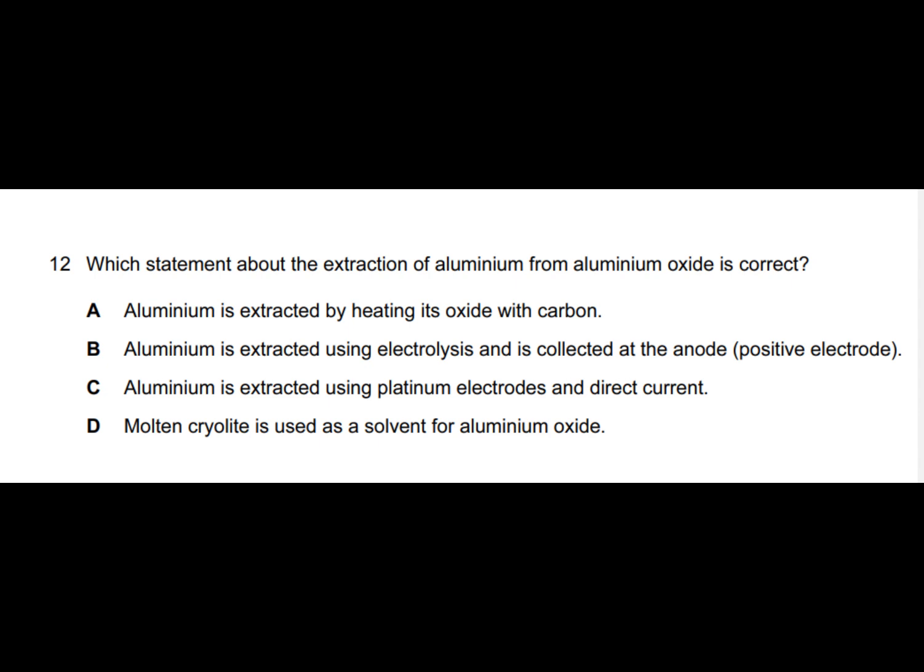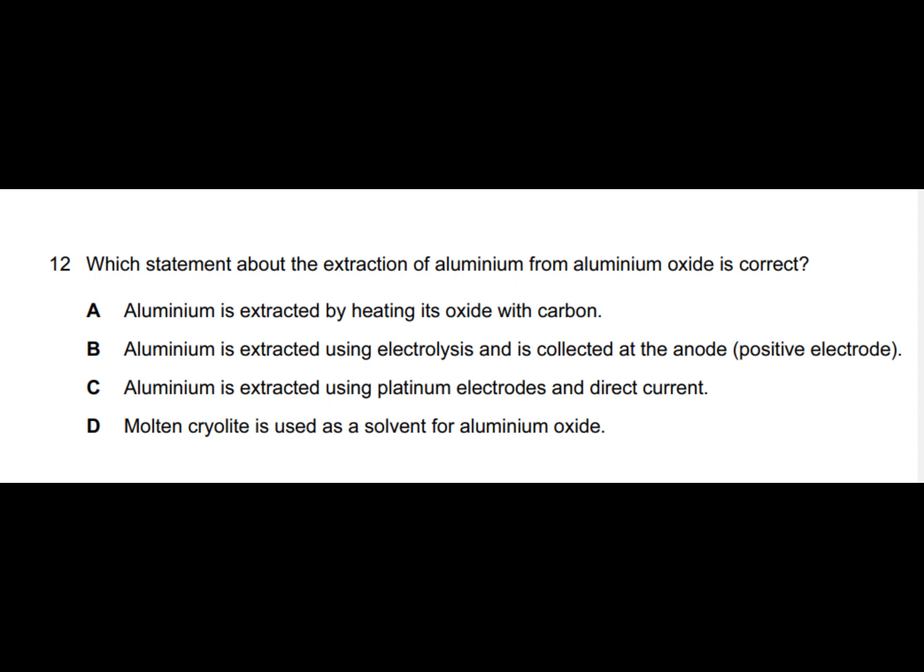Bravo says aluminium is extracted using electrolysis, and is collected at the anode. Electrolysis is correct, but no, it is collected at the cathode because aluminium is a positively charged ion, so obviously it will go to the negative electrode, which is the cathode. So this is a half-correct statement, so we are not going to consider it as the correct answer.